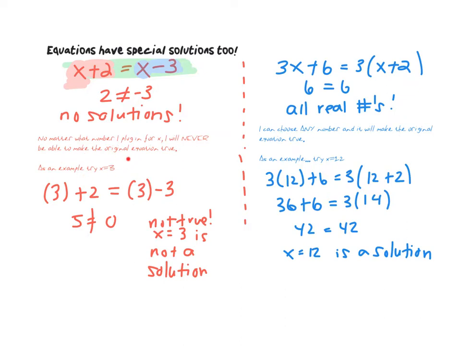So I just randomly picked 3 or something like that. When I plug in 3, I can see I get something that's not true. So something like x equals 3 is not a solution. No matter what I would choose, I wouldn't get an answer here.